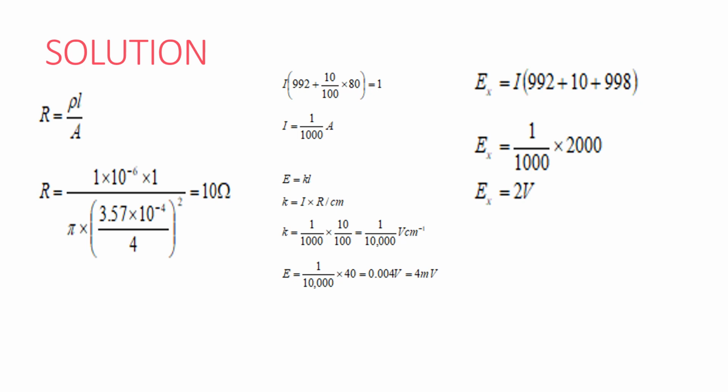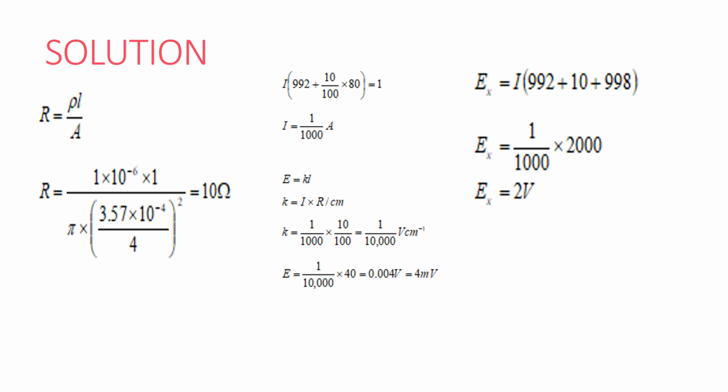We can now get the current which flows through the potentiometer wire by looking at the first condition, when the balance length is 80 centimeters, and that happens when the switch is thrown to position 1. So in that case, there is an unknown current I that flows through the 992 ohm resistor and through the potentiometer wire up to the balance point.